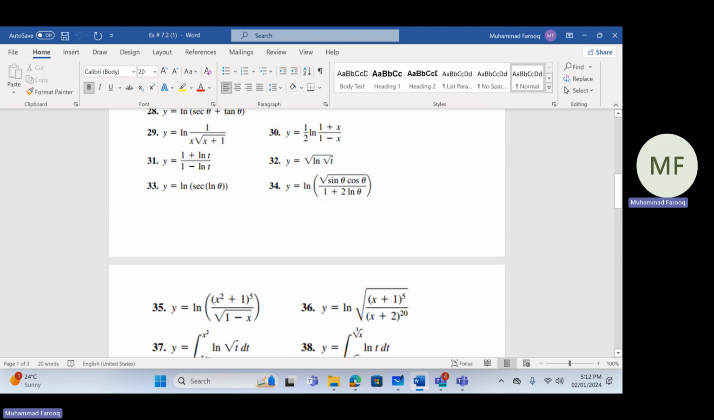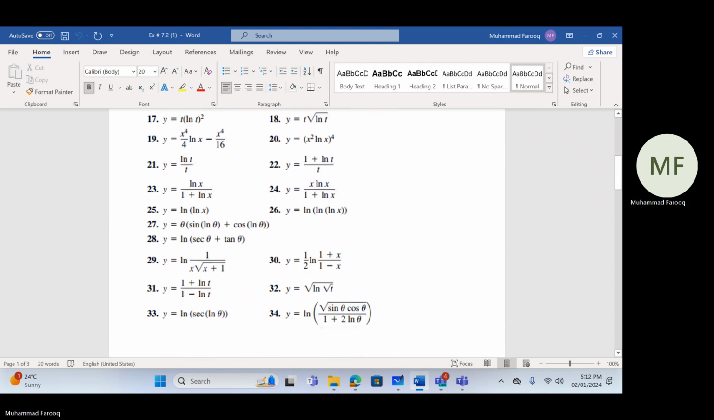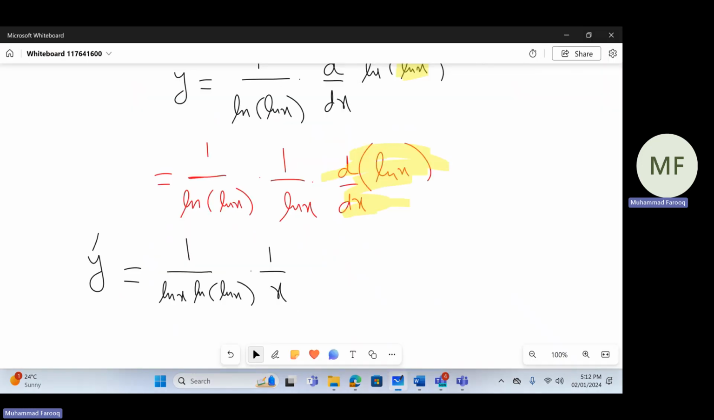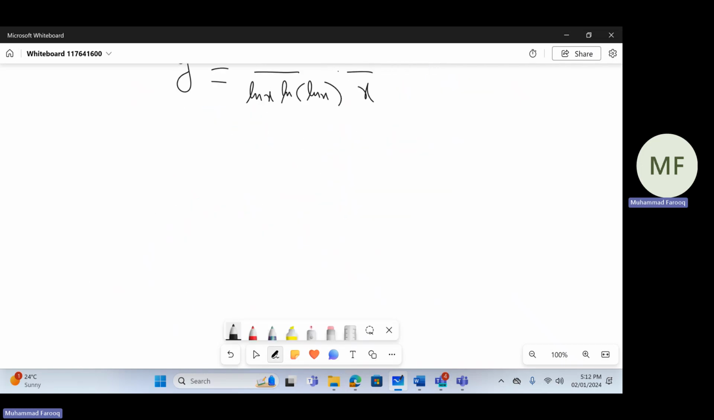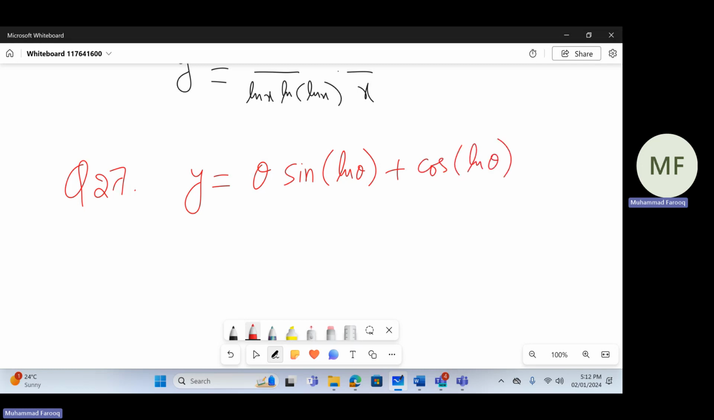Sir, what about question 27? No problem, what's the problem here? So we have the product here. It is theta times sine of ln theta. Okay, question 27, we can try, no problem. Question 27: y is equal to theta multiplied with sine of ln theta plus cosine of ln theta, am I right? Now you should be very careful.